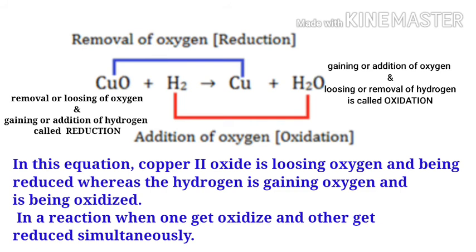This whole process is called redox reaction, and this type of reaction you have to write in words. In this equation, copper 2 oxide is losing oxygen and being reduced, whereas the hydrogen is gaining oxygen and being oxidized. In the reaction, one gets oxidized and the other gets reduced simultaneously. So we can say reduction and oxidation are simultaneous processes. So remember, losing of oxygen and addition of hydrogen is called reduction, and gaining or addition of oxygen and losing of hydrogen is called oxidation. This is the process which is called redox reaction.